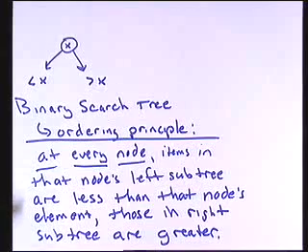However, if you have this applying at every single node, that the node's left subtree has items that are less than the node's element and the right subtree elements are greater than that node's element, you end up with a tree like this.